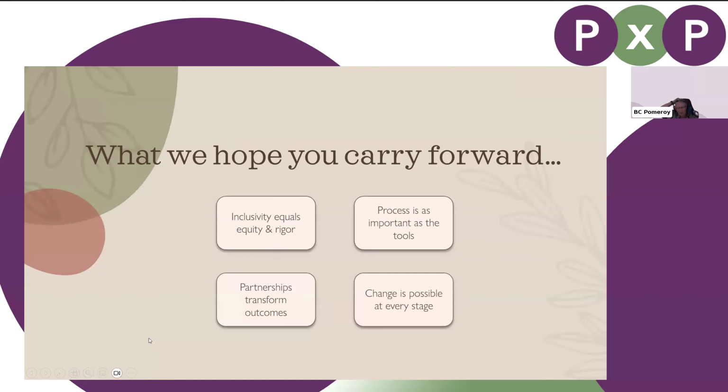And what I want to leave you with today, in closing, is gender inclusivity is integral to both equity and scientific rigor. Trauma resilience-informed practice enriches that research process. Partnerships transform outcomes, making research more relevant and trustworthy. And really this idea that change is possible at every stage of research. Inclusive research isn't just about who is in the room, which is often the focus. It's about how we work together so we can gather this evidence, again, to have this idea of evidence-based advocacy in the work that we're doing.